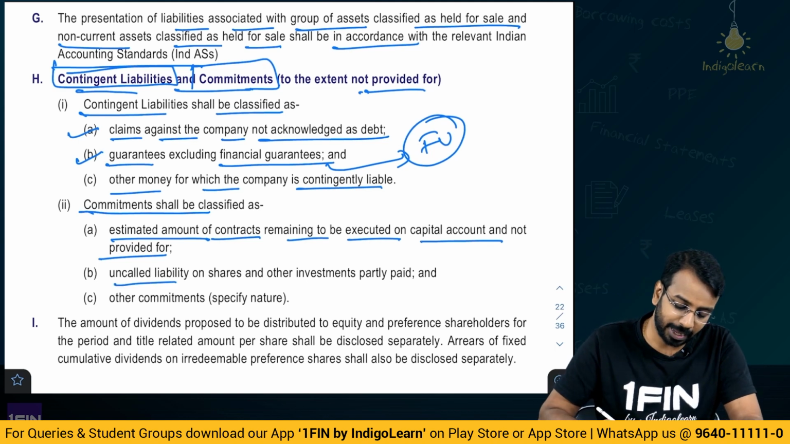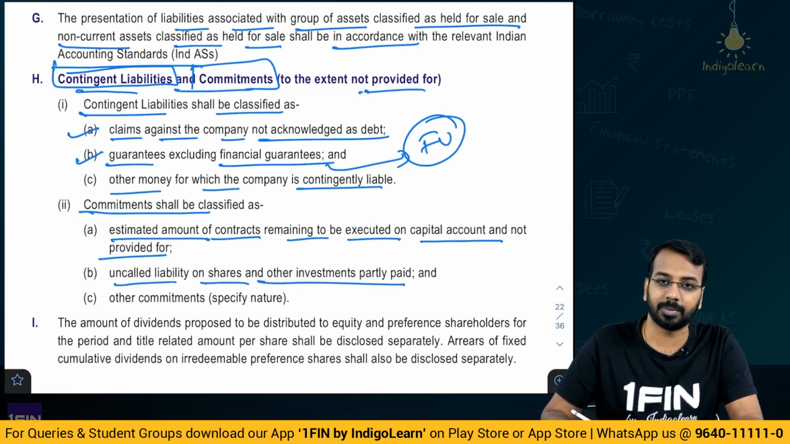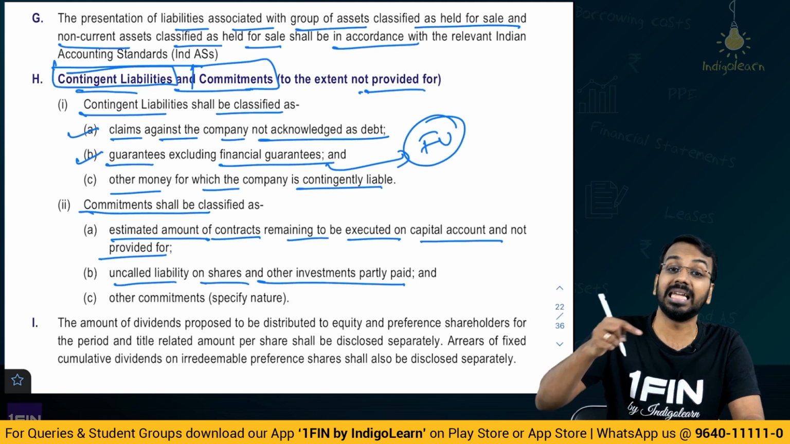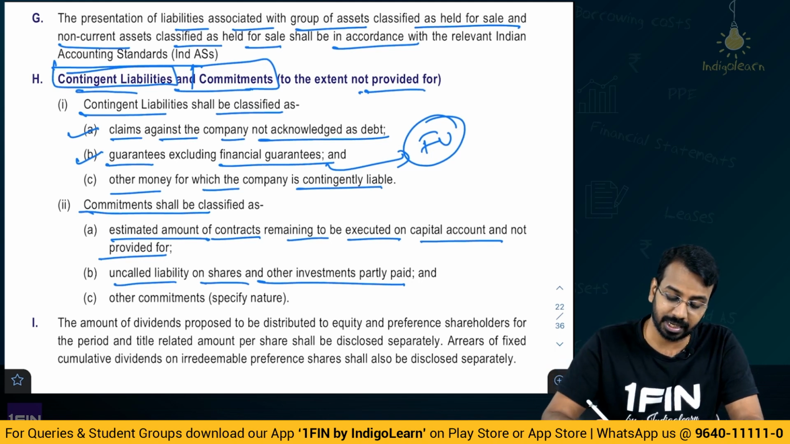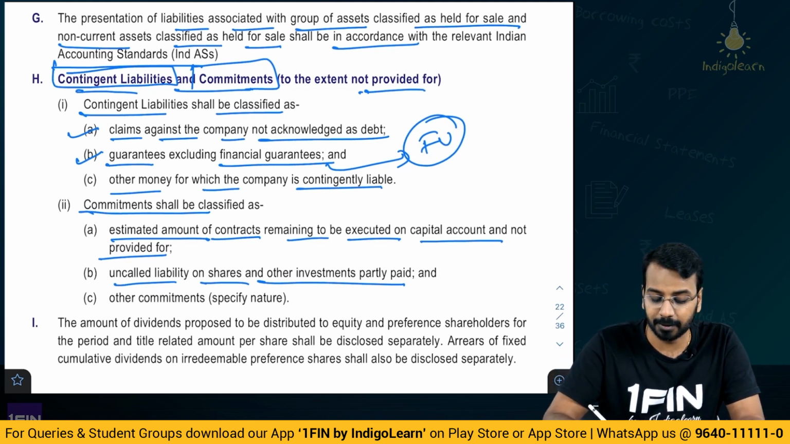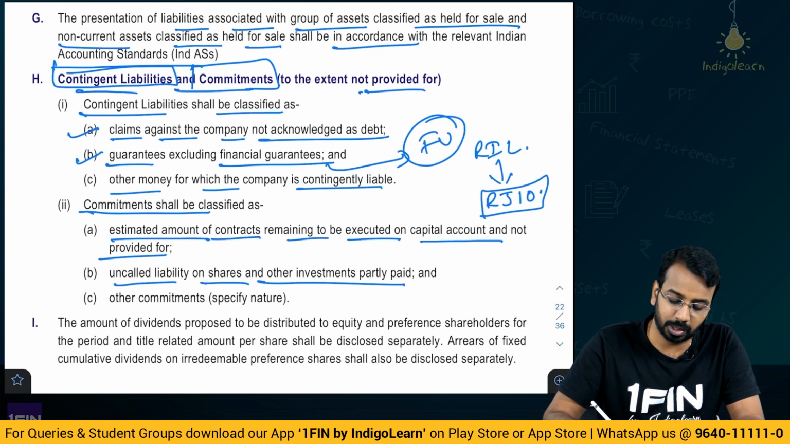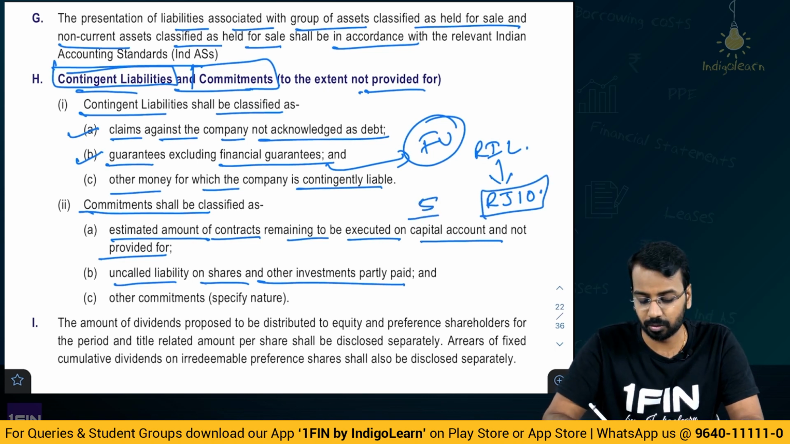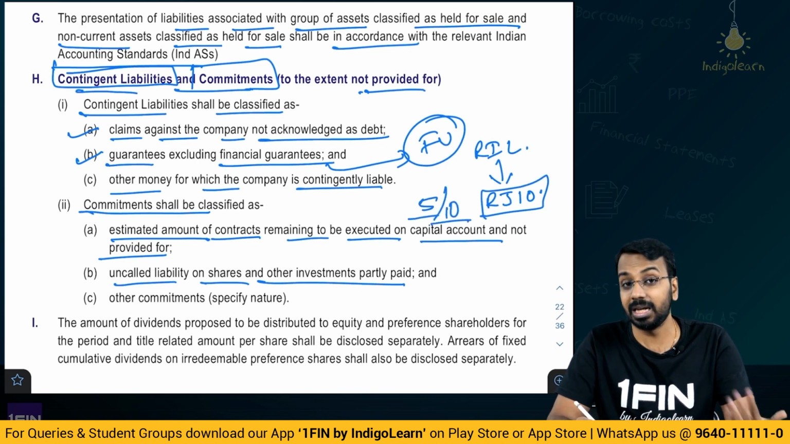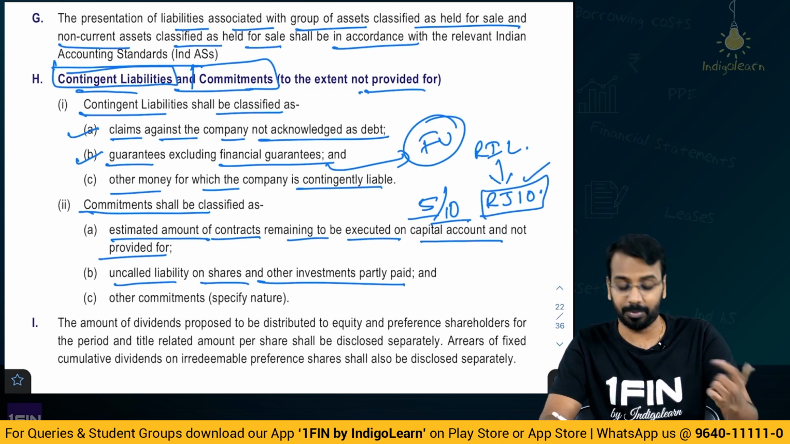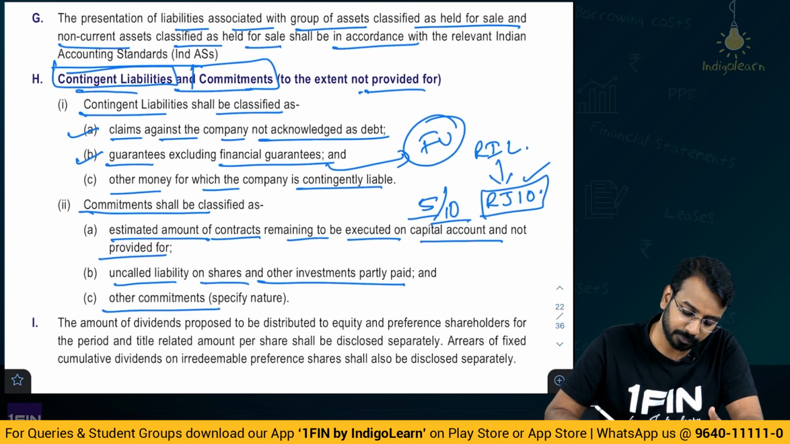Then, uncalled liability on shares and other investments partly paid. Now, this is from the point of view of the investor. If this entity has invested in another company, let us say Reliance Industries has invested in Reliance Jio, currently the called up is only 5 out of 10. Remaining 5 will be paid when Reliance Jio calls it up. So, this also becomes a commitment. Then, any other commitment provided.